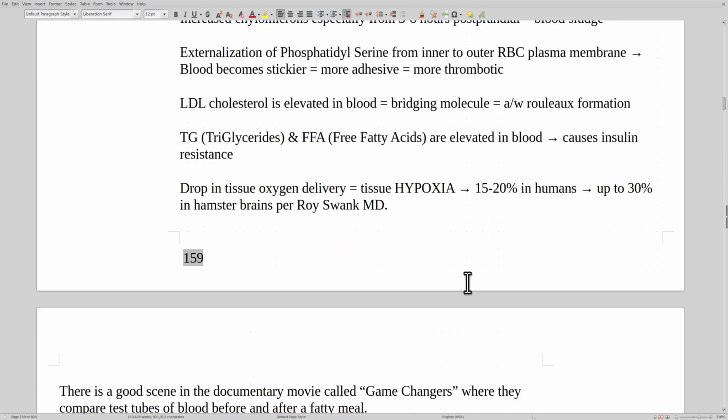Elevated triglycerides and elevated free fatty acids in the blood cause insulin resistance.